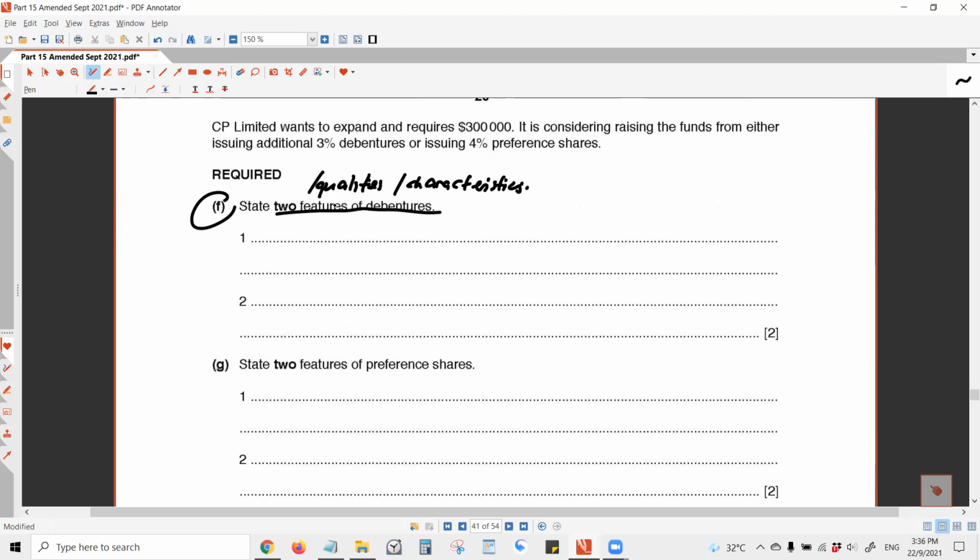So before we write, you may read this first. CP Limited, once again a company's question, wants to expand and requires $300,000. Considering raising funds from either issuing debentures or preference shares. Don't worry, they won't ask you to make the decision. But in the future, if you study related subjects, then you have to make decisions. Two features, very easy.